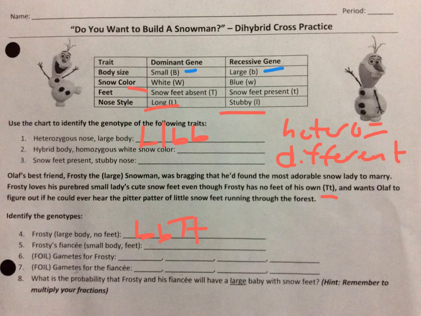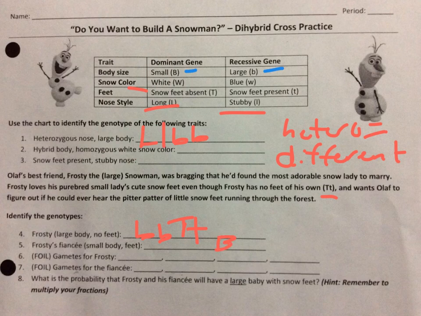Okay, so Frosty's fiance. She has a small body. Well, I look at body size and I'm like, hey, small body. Well, didn't you say that small here is dominant? So I know she has to have a capital B. I know that, but I don't know what her other letter is.